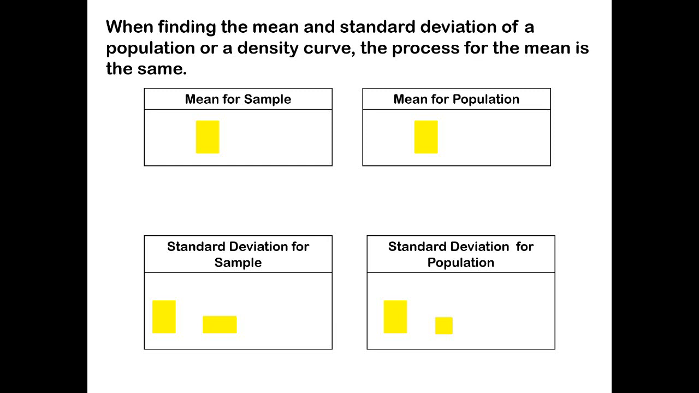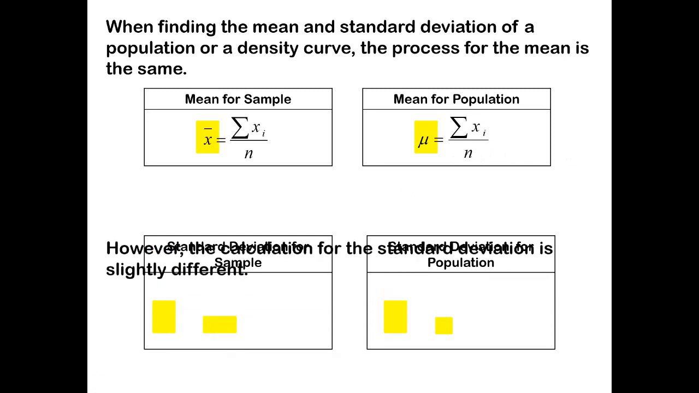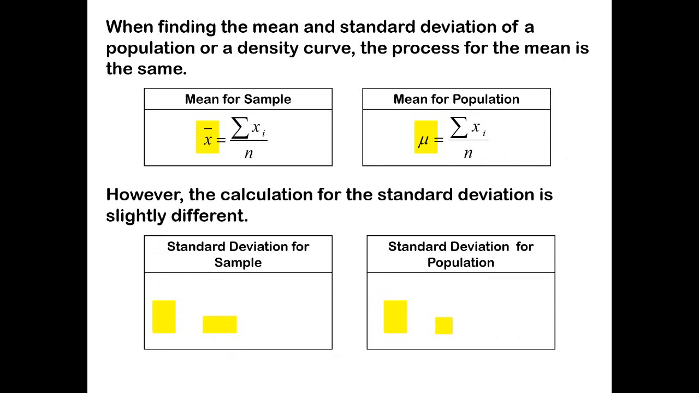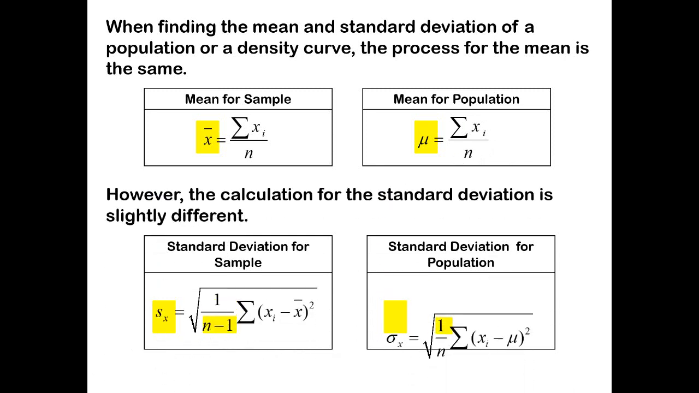So our formulas for this. When we're talking about means for populations and means for a sample, it's going to be the exact same. We're going to take all of the data values, so x sub i means every data value, sum them up, and then divide by the number of individuals in the sample. For a population, it's going to be the same thing. Sum up all of the data from the entire population and divide it by the number of individuals in the entire population. However, when we're talking about standard deviations, it's going to be a little bit different.